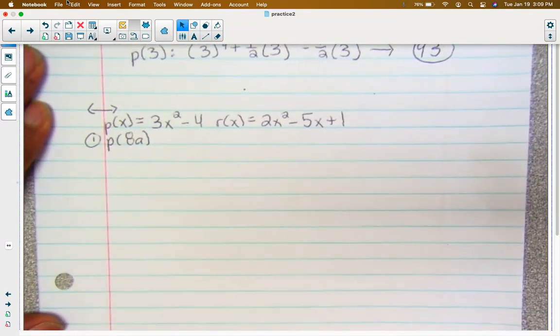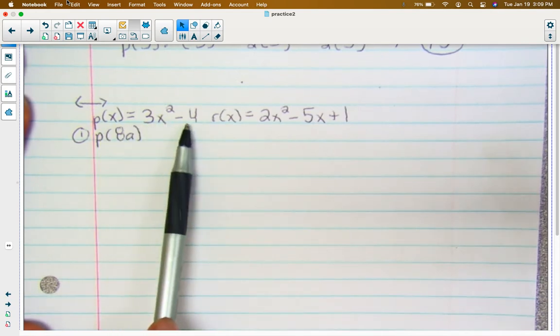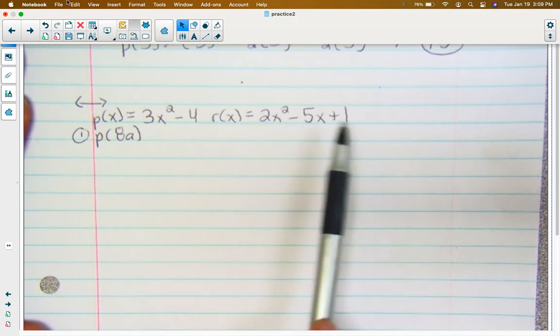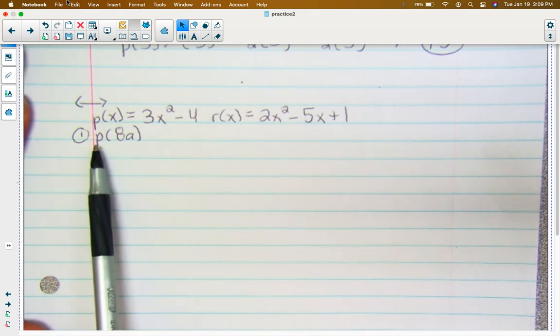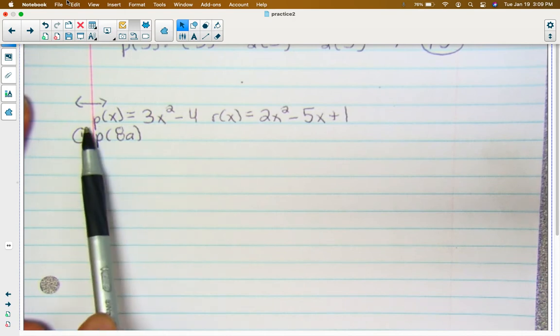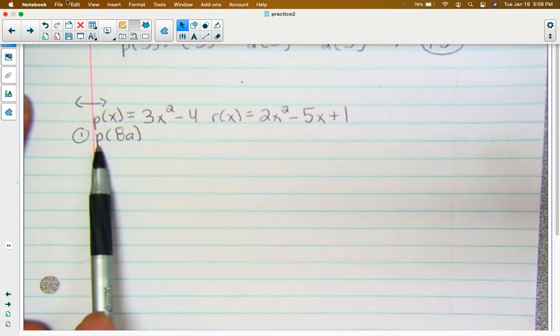So now I have two functions down here. P of x equals 3x squared minus 4. And r of x equals 2x squared minus 5x. And number 1 wants us to find p of 8a. This means to take 8a and substitute it into p. Now, I know I needed to use p because there's a p on the outside.